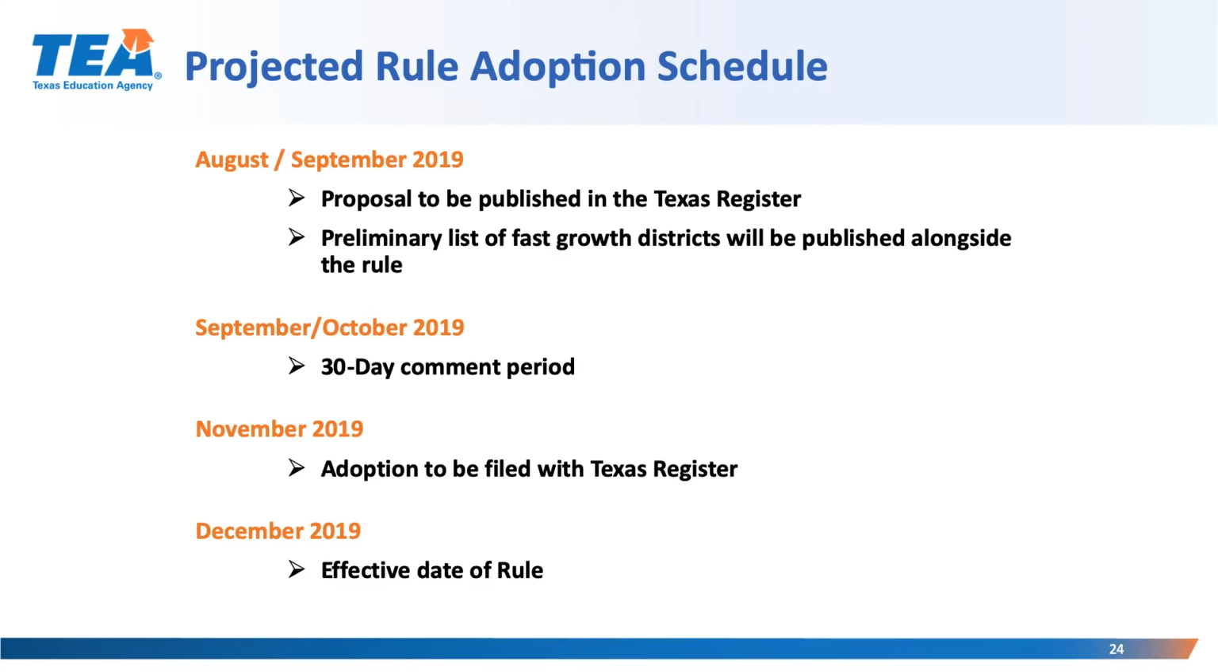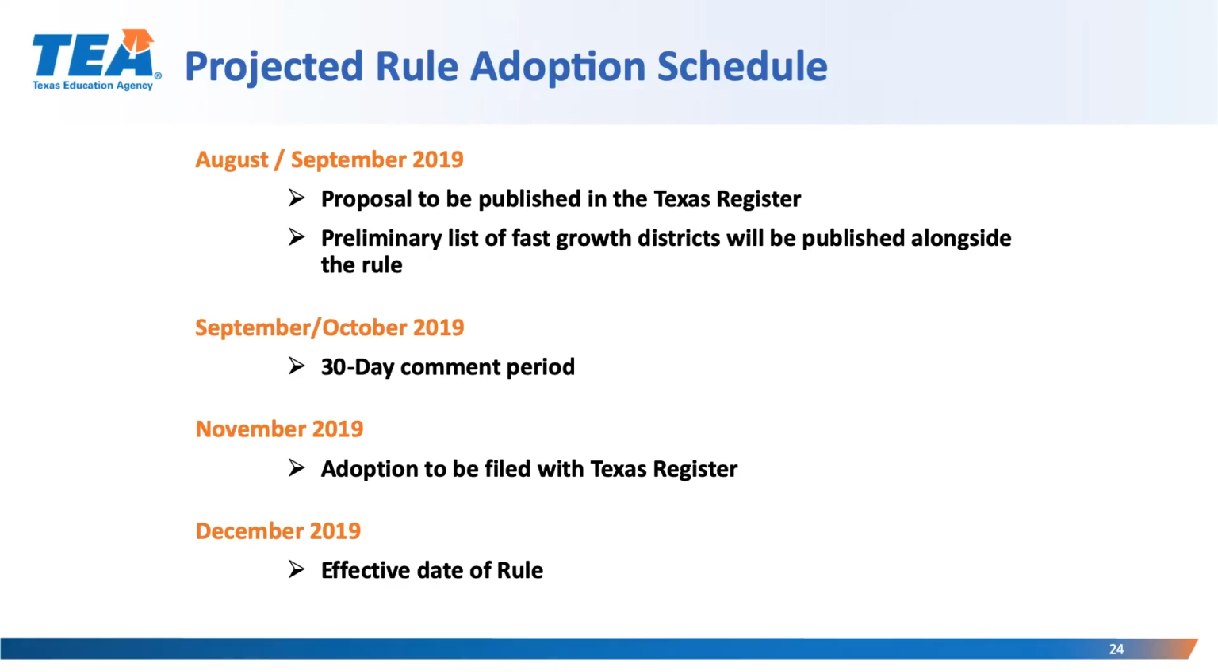So here's our projected rule adoption schedule. We have to adopt rules for this fast growth allotment. We're hoping for a publish in the Texas Register in August or September of 2019. And at that time, we will have a preliminary list of fast growth districts to be published alongside of the rule. This will be the same list as we have up on our website right now. There will be no change in the methodology that we'll be using to calculate the preliminary list.